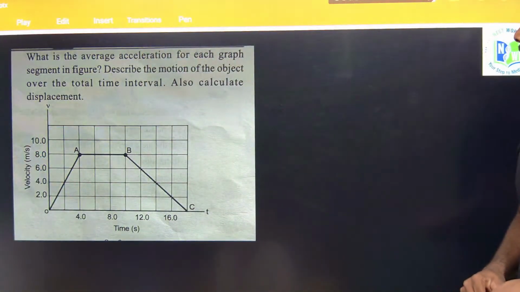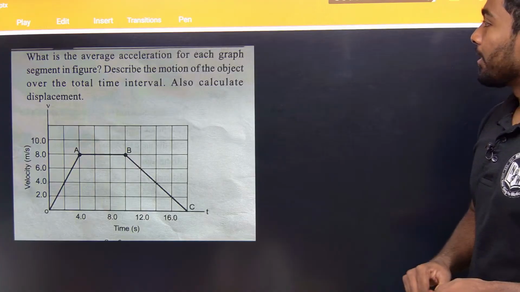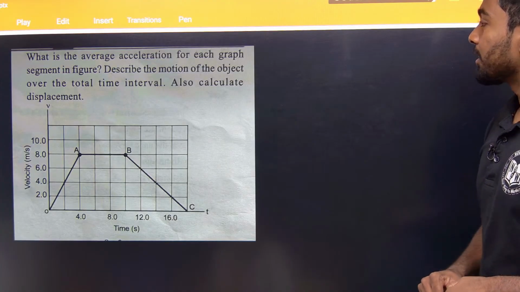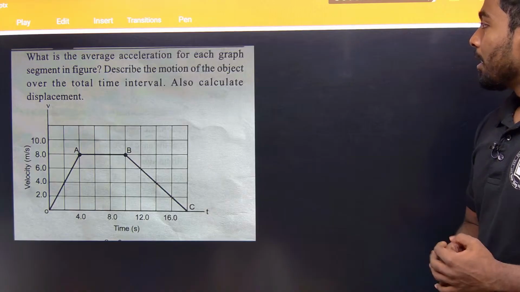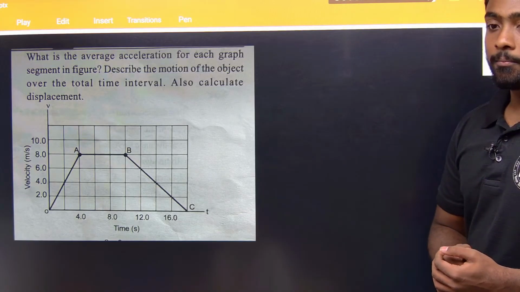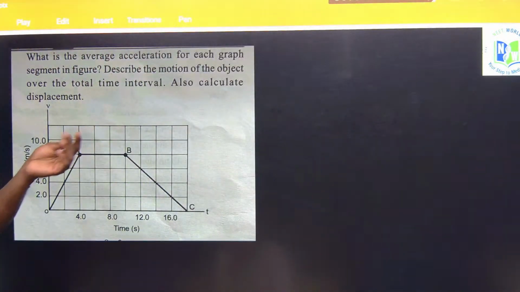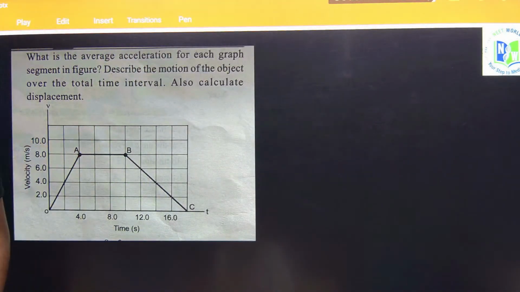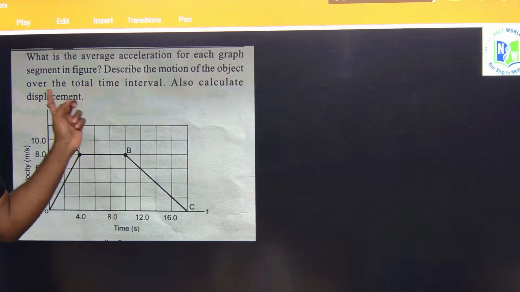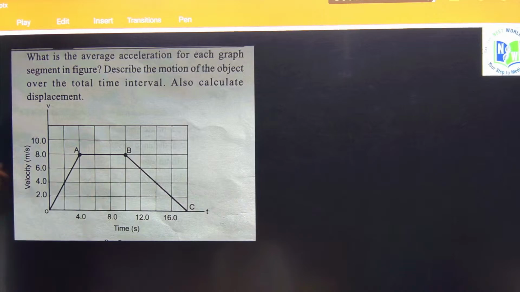So what is the average acceleration for each graph segment in the figure? Describe the motion of the object over the total time interval. Also calculate the displacement. So if they are asking to calculate the displacement, what should I do? The thing I said, I should take the area of that. Area means I should multiply both x and y axis, right?